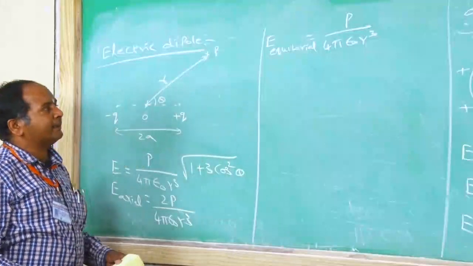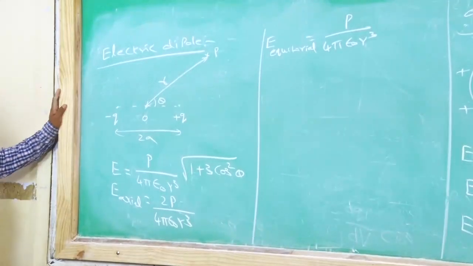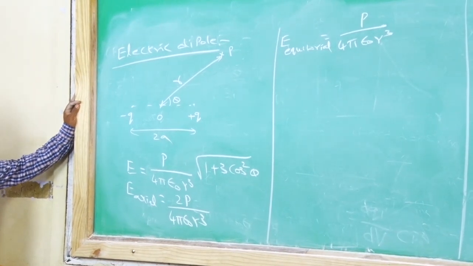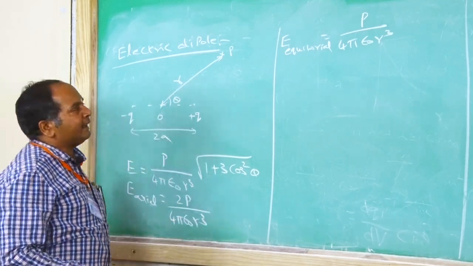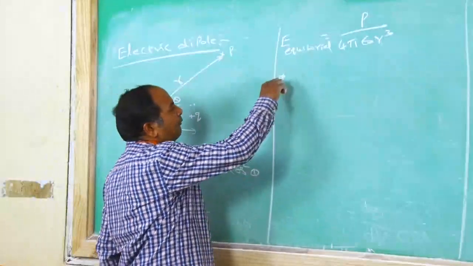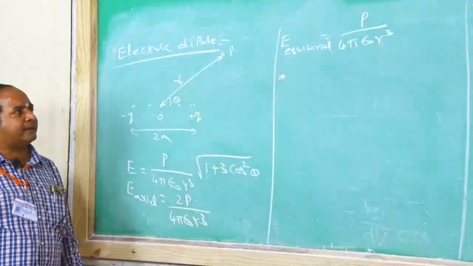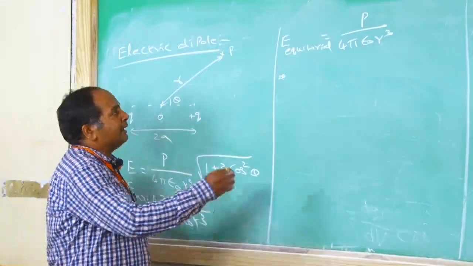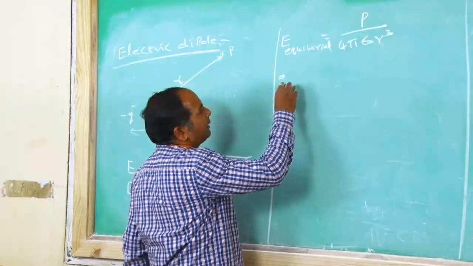These are the different expressions for electric dipole electric fields. The next one. Here the electric fields may be expressed in terms of charge densities. Here that is successfully explained afterwards.